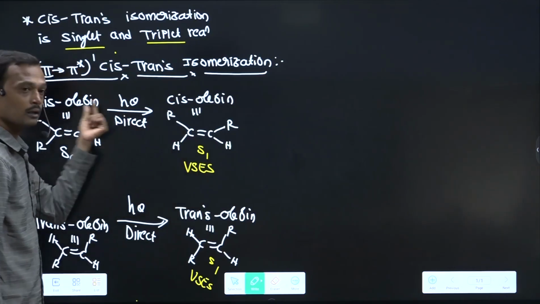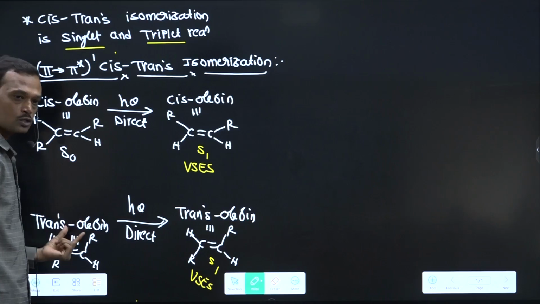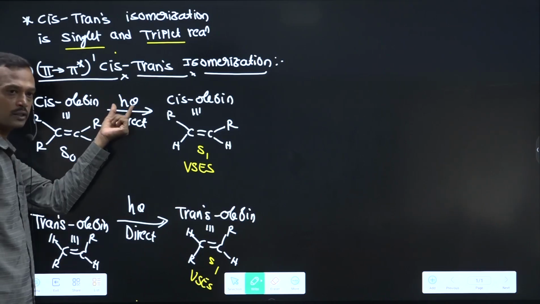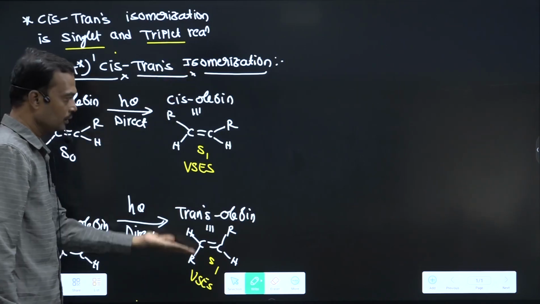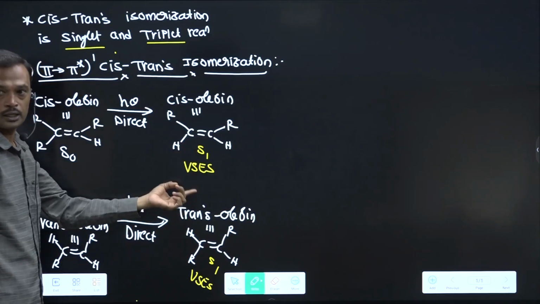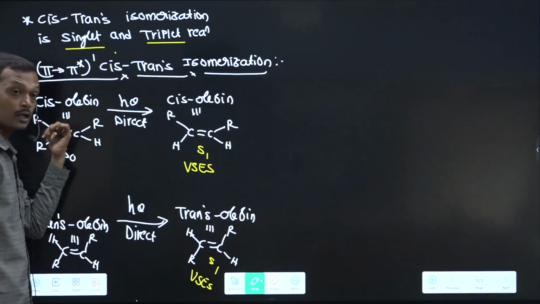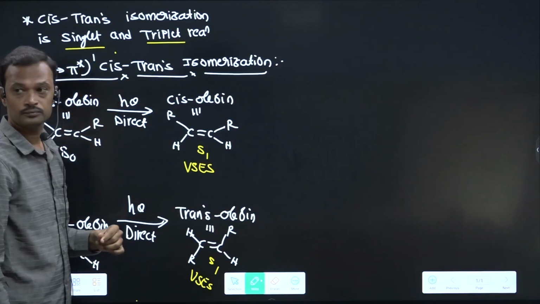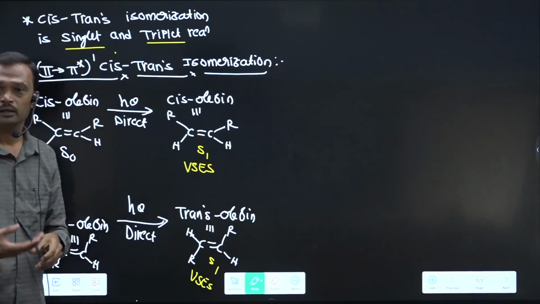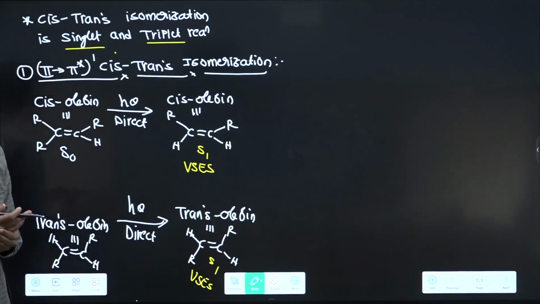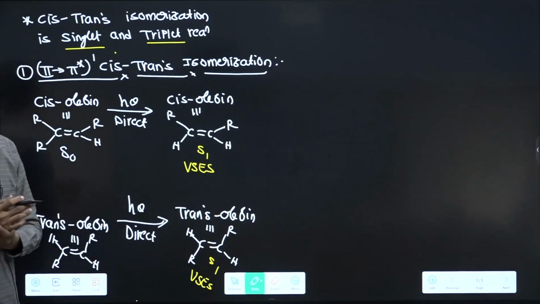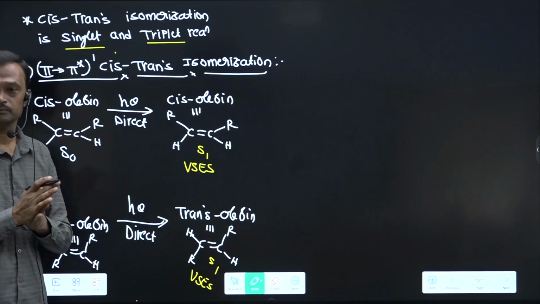When any cis isomer or trans isomer absorbs a suitable wavelength, it will be excited and reach the singlet state. When they reach the singlet state, they can remember their ground state memory. What is the meaning of ground state memory?